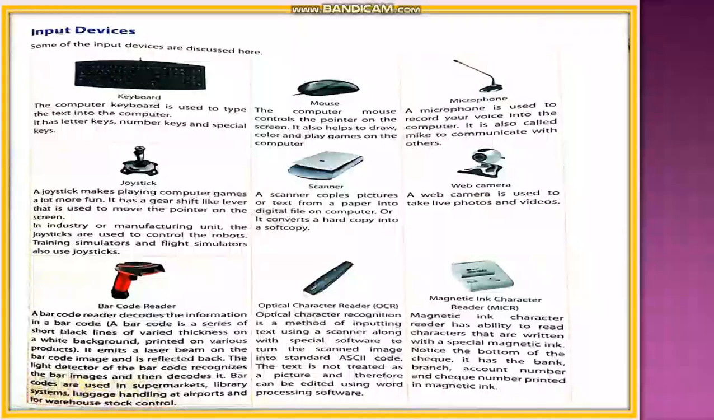Magnetic ink character reader, that is MICR. A magnetic ink character reader has the ability to read characters that are written with a special magnetic ink. Notice the bottom of the check. It has the bank branch, account number and the check number printed in magnetic ink. You must have seen a check. In that you see there are some lines. It contains the bank branch, account number and the check number, printed in magnetic ink. To read that particular check, the magnetic ink character reader is used.